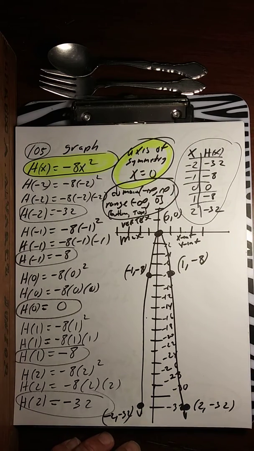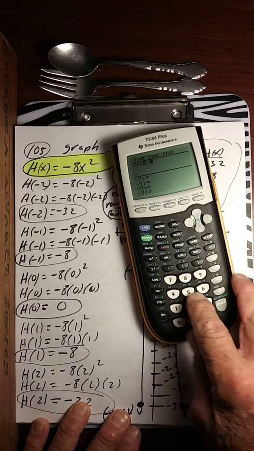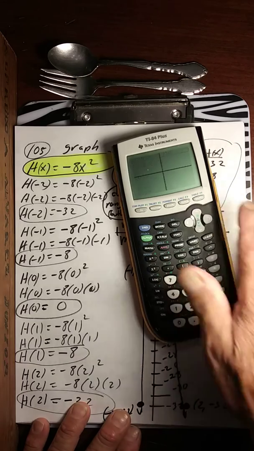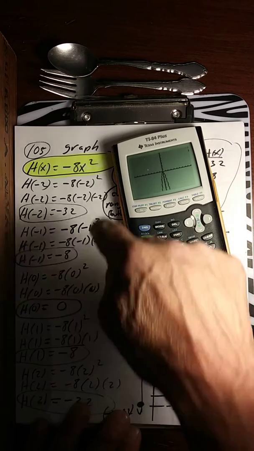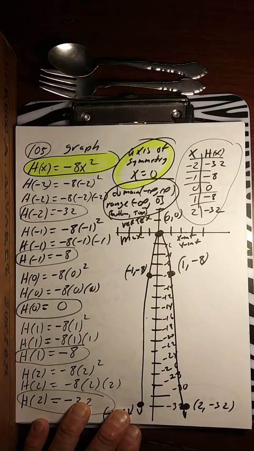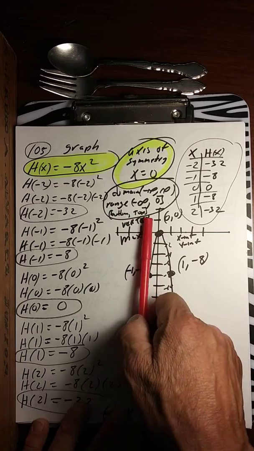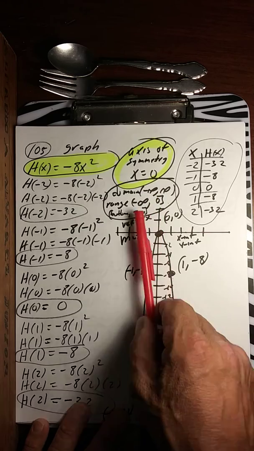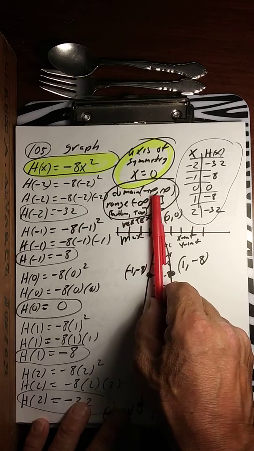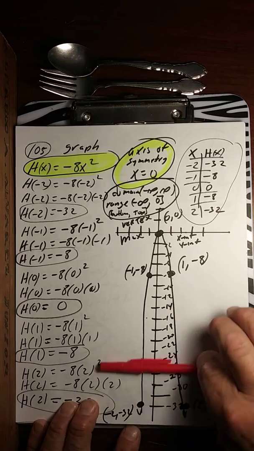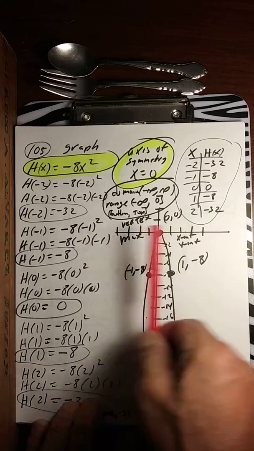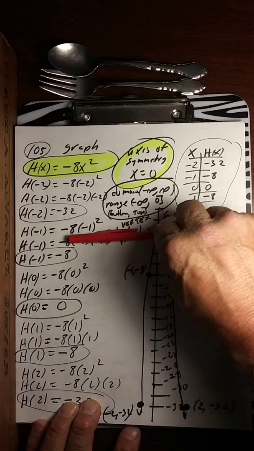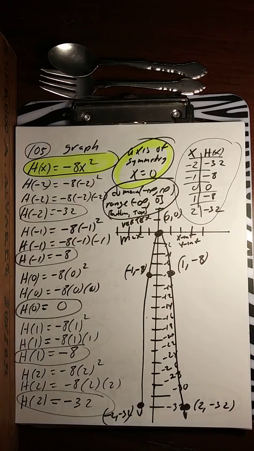Negative 8x squared. Let's put it in there. So we're going to put negative 8x squared. Hit graph. There it is. It's upside down like this. And it's going to be negative infinity, infinity. Vertex right there, it's going to be 0, 0. Axis of symmetry is x equals 0. Domain, negative infinity, infinity. Range is from negative infinity all the way to 0 right there. It stops right there. So negative infinity to 0.